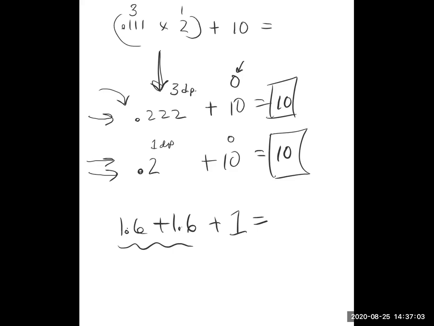Now the 1 is in the middle. It doesn't matter. It's commutative, right? No, it's not. It doesn't matter. 1.6 plus 1 plus 1.6. Yeah, but these are the same. Not exactly the same thing. Every step is not the same. If you just round the final answer, it's the same.